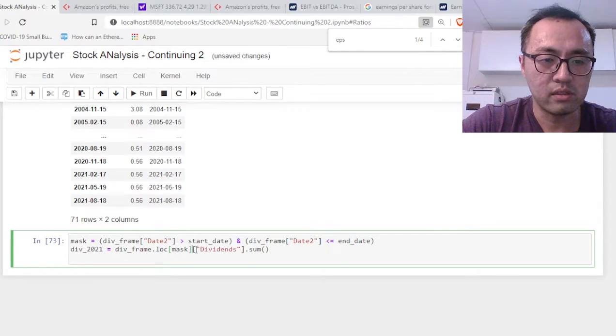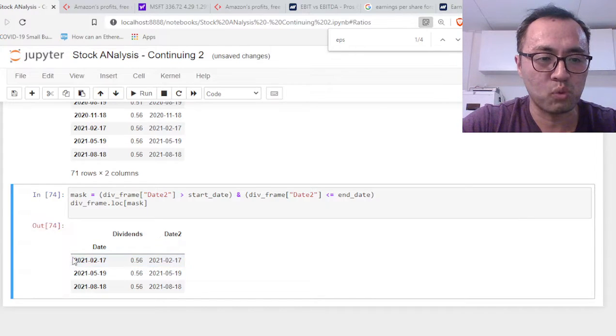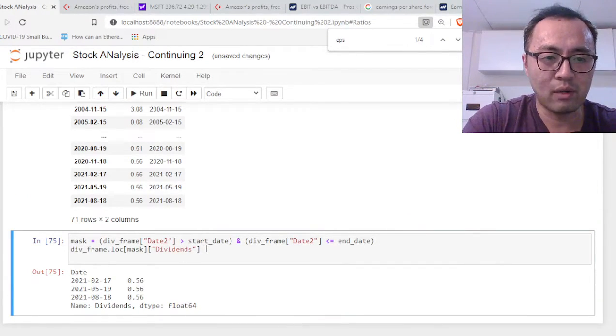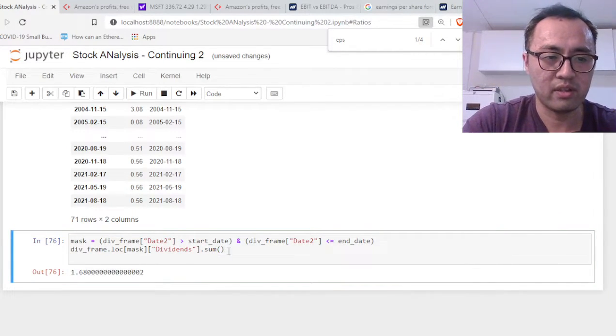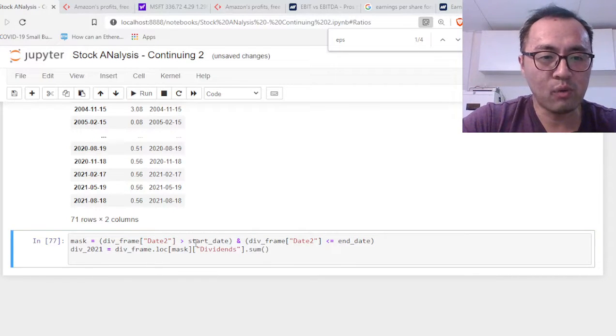All right, let me just show you what this looks like. Now you see it got all the dividends from 2021. But we want the dividends, and I don't want that series, I want the sum. And there you go. That's the dividends that they paid out in 2021. So div 2021.